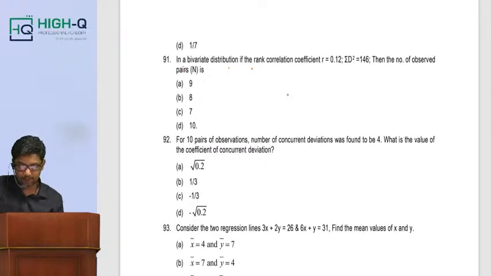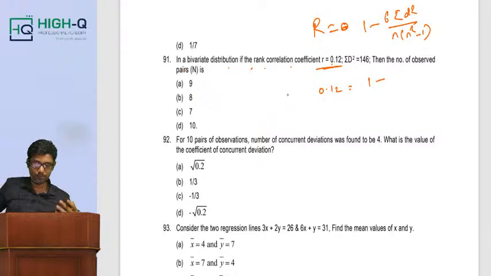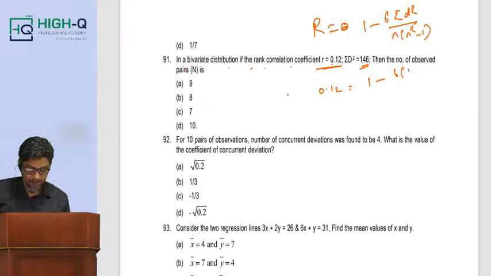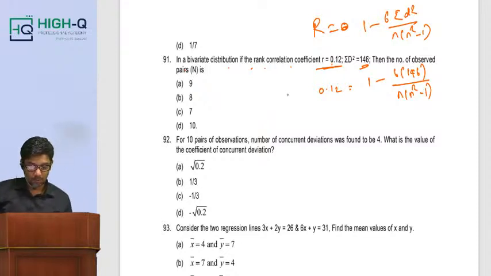In a bivariate distribution, if the rank correlation coefficient is 0.12, so R is equal to 1 minus 6 into summation d square divided by n into n square minus 1. Let me check, my dear. 0.12 is equal to, gut feeling says 146 is given, whether I'll be getting the answer or not. 6 into 146 divided by n into n square minus 1. Let me use trial and error method. That is the simplest method. N, first option is 9. 9 into 9 square minus 1. 9 square minus 1 is 8, 80.